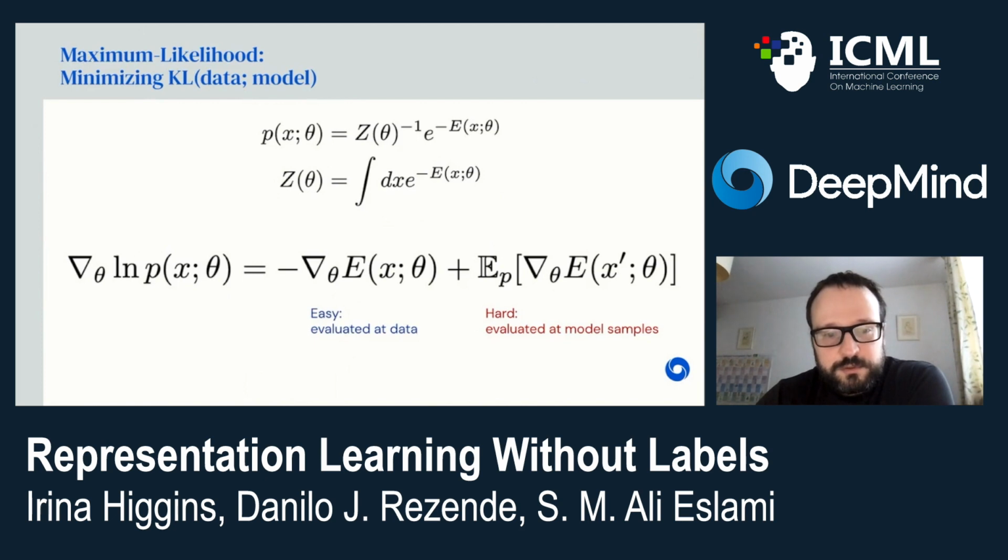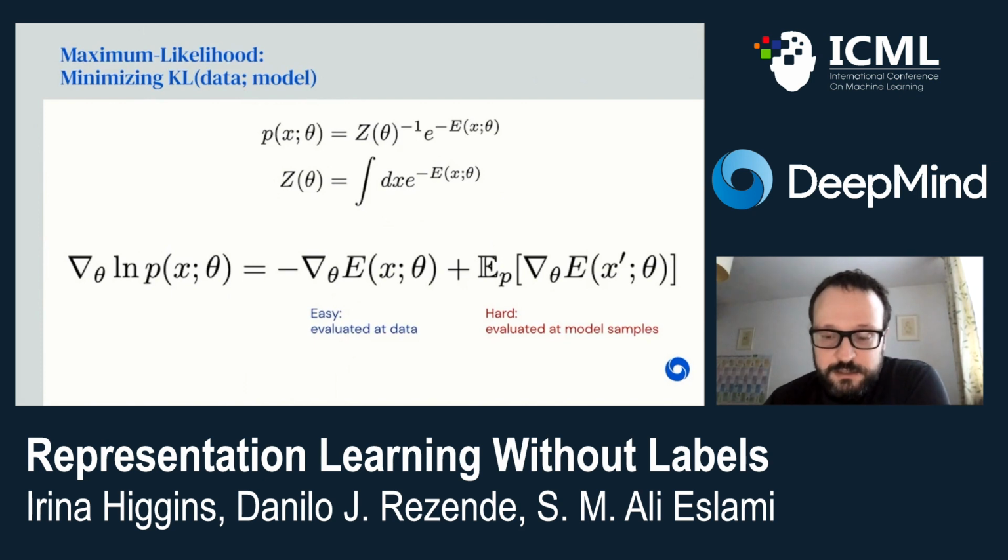If you try to compute the gradient of the log likelihood of such a model, you get this formula at the bottom. The first term is very easy. It's just the gradient of the energy computed at the data. So this is very cheap, relatively speaking. But the second term is the thing that is hard to compute. It's the expectation of the gradient of the energy under the model itself. In practice, the only way you can approximate this is by producing samples from the model. But as an implicit model, an energy-based model, we don't know how to sample from this model cheaply.